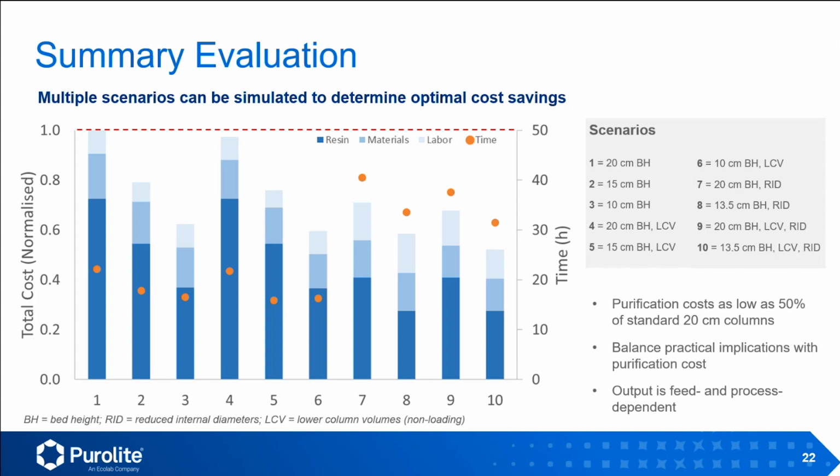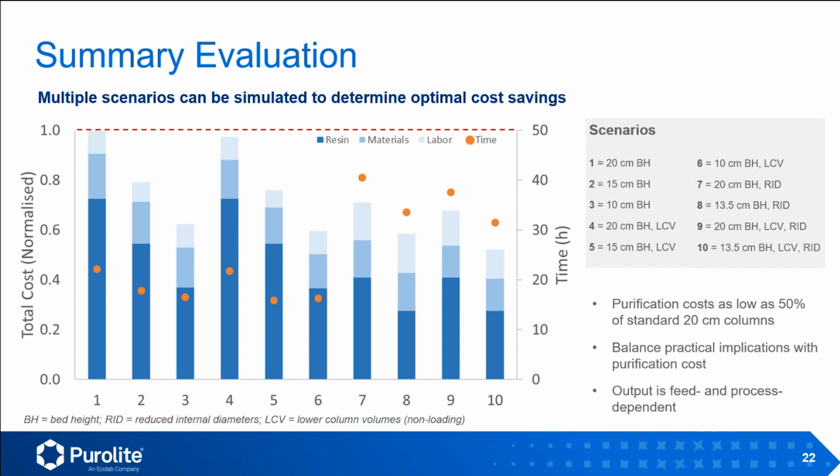And in particular, a reduction in bed height can translate to a lot of cost savings here, particularly for 10 centimeters in this example. So looking at columns 3 and 6, you can see that there's quite a large saving, and the process time, or the batch time, is coming down as well.